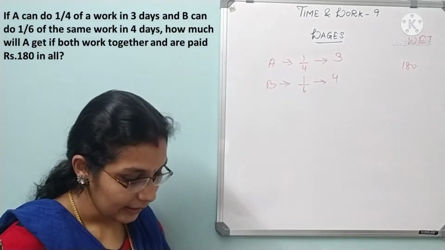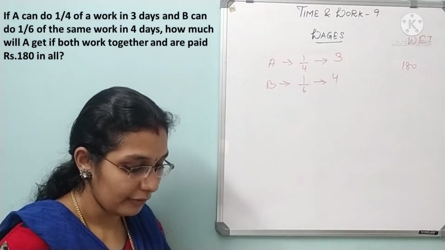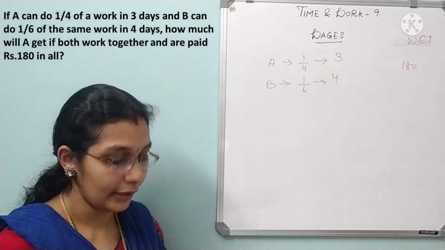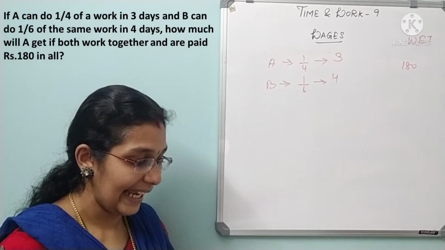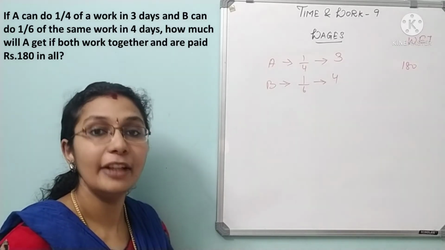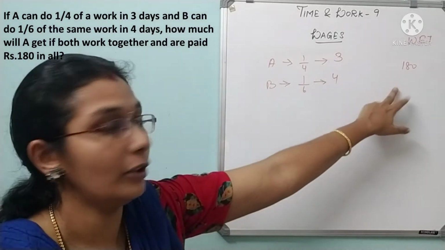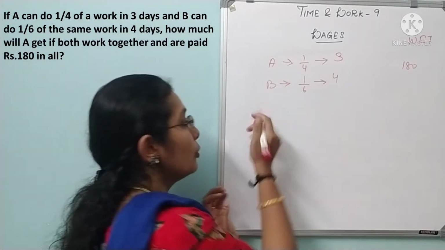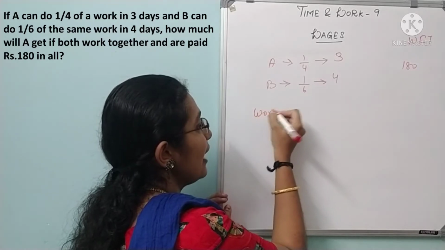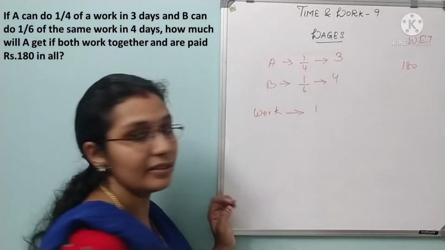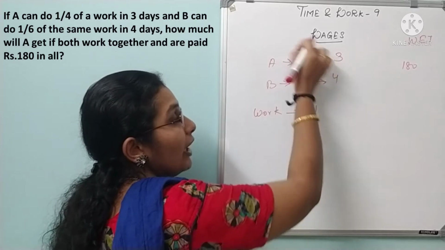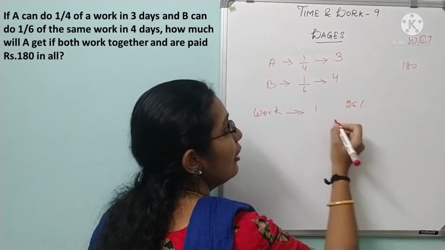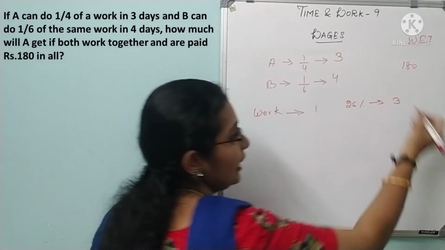See the next question. If A can do 1 by 4 of a work in 3 days and B can do 1 by 6 of the same work in 4 days, how much will A get if both work together and are paid rupees 180 in all? Clear? So they are given in fraction. That is, total work unit we will consider as 1, right? In that 1 by 4th part, that is 25%, correct? Is completed in 3 days.